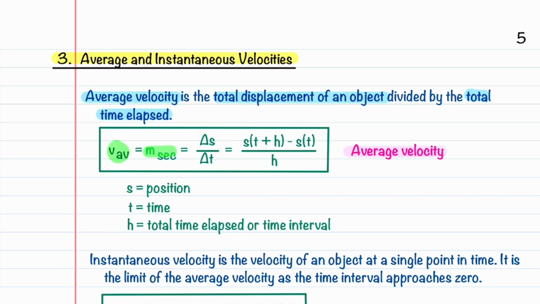It's actually the slope of a secant line, and it's the change in position, because S is position, divided by the change in time, where T is time, and it's given as S of T plus H minus S of T, where H is the total time elapsed or the time interval, all divided by H.